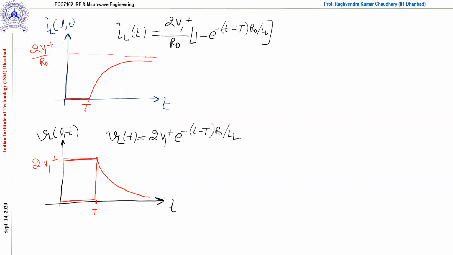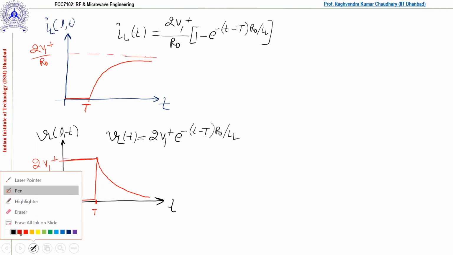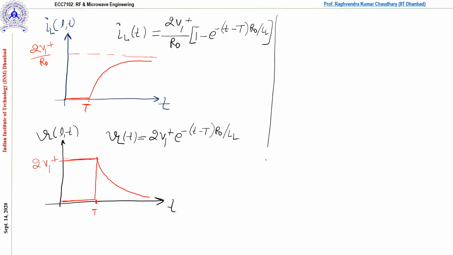Means you can plot a tentative graph. But if you require a specific value, you definitely have to write code in MATLAB and draw it. Now, can we plot the V1 minus? Yes, of course we can. So what is the V1 minus?